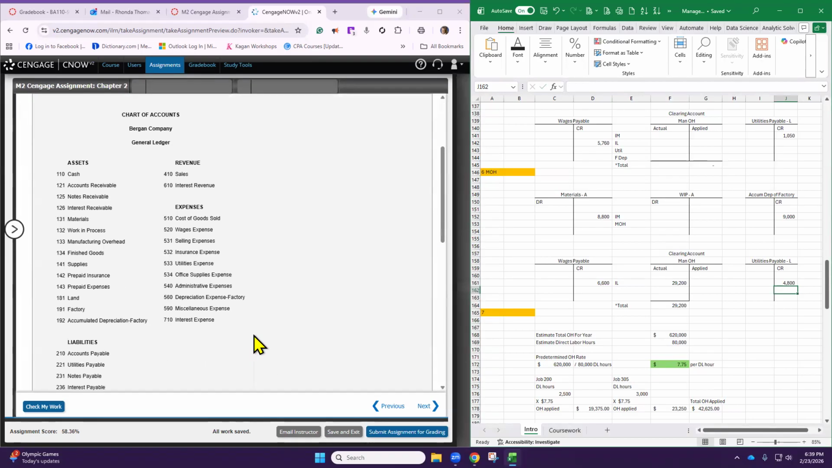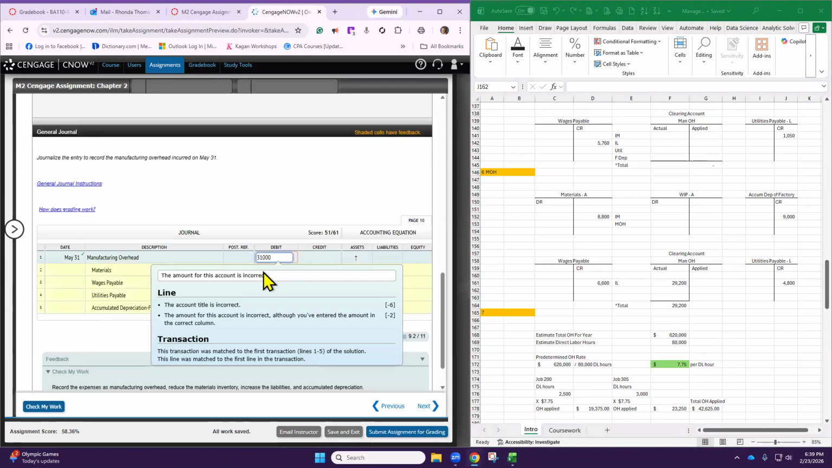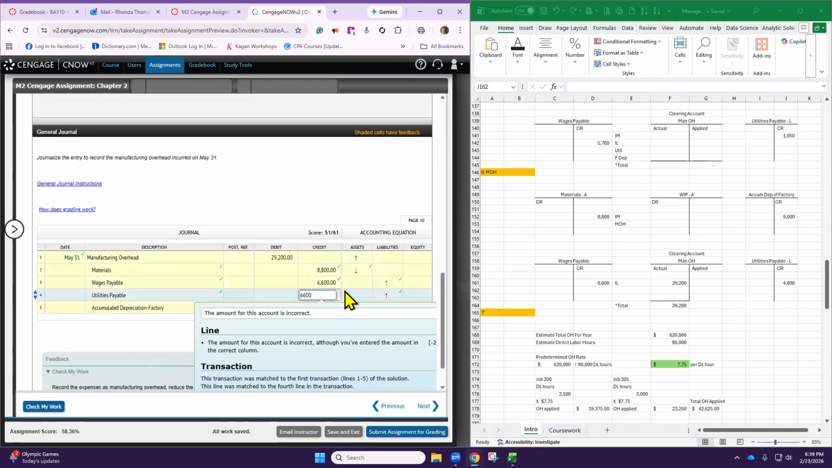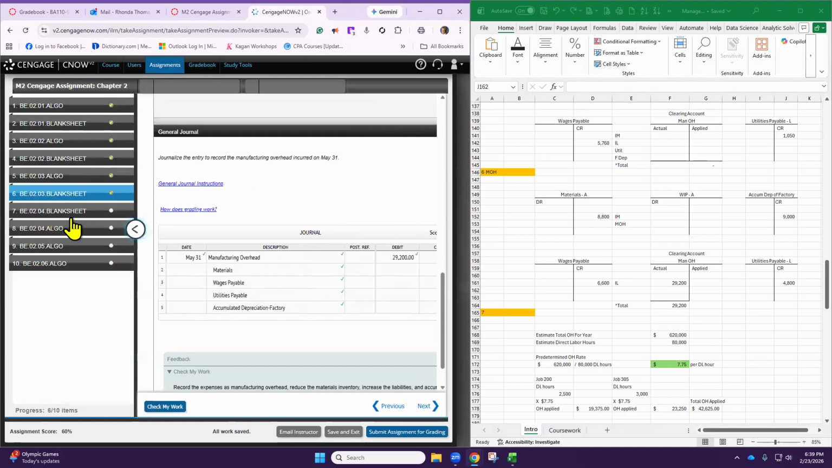All right, so now here's how you fix it. So now this amount, it's got the right account. It just needs the right calculation. All right, so this is going to be 4,800 here. Well, you can see me make mistakes. And if you make them, hopefully you won't feel so bad because it happens to the best of us. Okay, so there we have that.